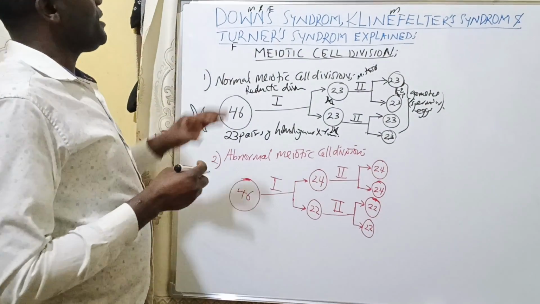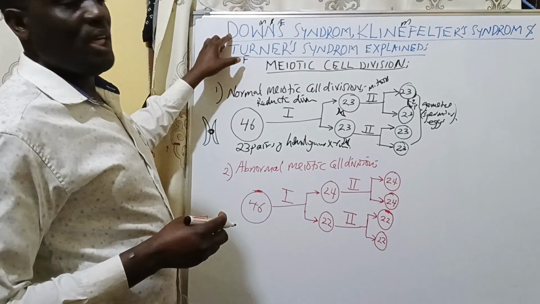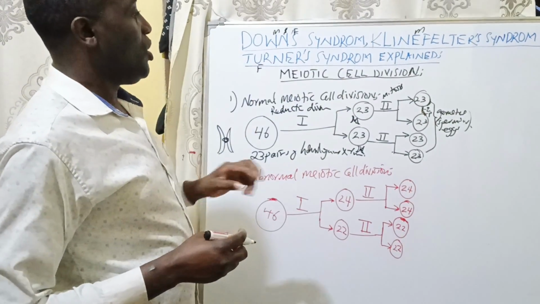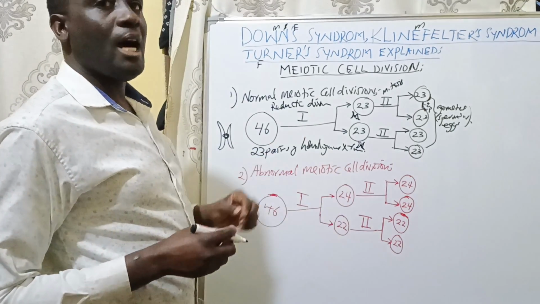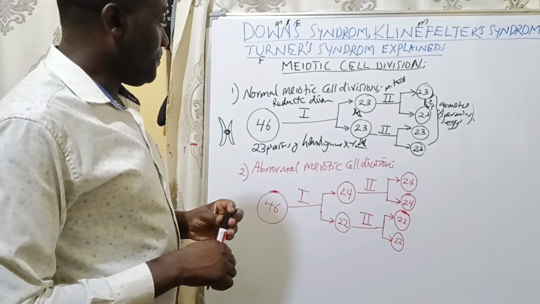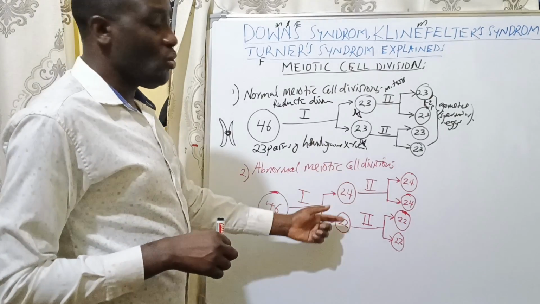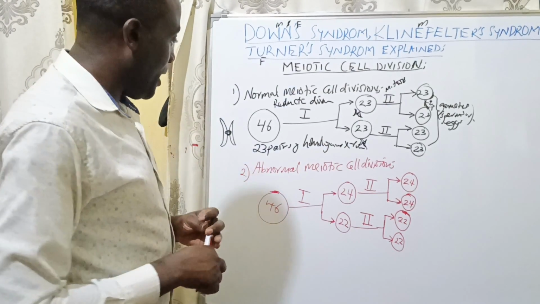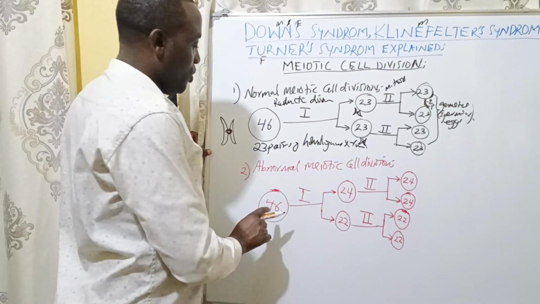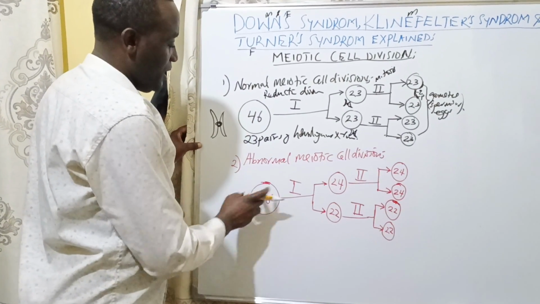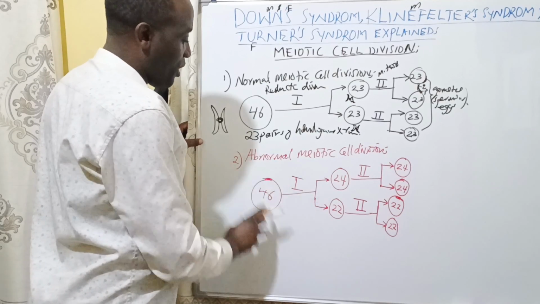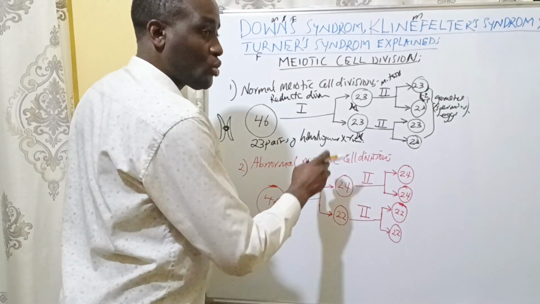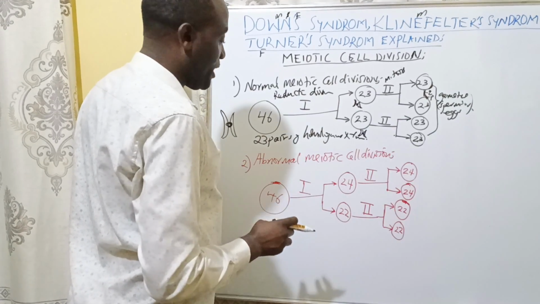However, to get these syndromes, Down's syndrome, Klinefelter's syndrome, and Turner's syndrome, meiosis occurs in an abnormal way. That results in variation, a change in terms of chromosome number. Now, meiosis 1 occurs in these chromosomes. Now they are duplicated. They are 46 but duplicated, meaning the DNA is also duplicated here.